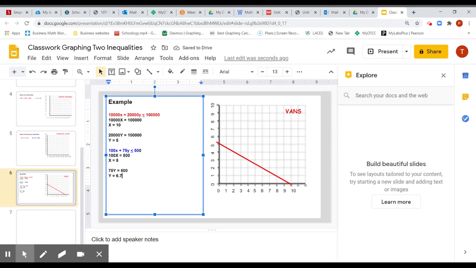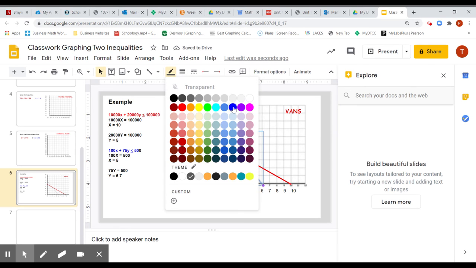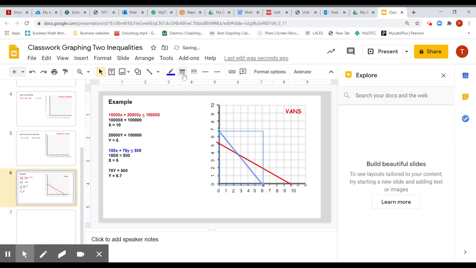So now I'm going to graph that line. So get my line tool. I'm going to start at the y, 6.7. Well, here's 6, here's 7, so somewhere in between, closer to 7, I'm going to start, and I'm going to drag it down to x equals 5. Now that's my blue line. So I'll go over here, I'm going to make it blue. I'm going to thicken it up so we can see it. Now I have two lines graphed.